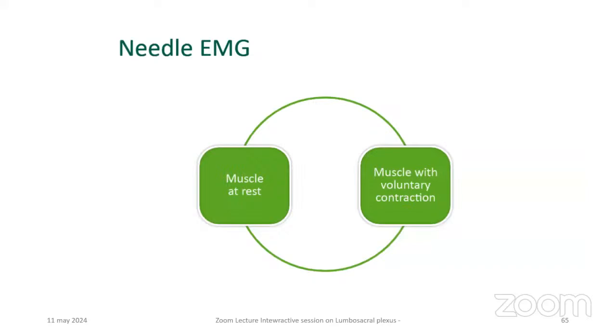The third aspect which I said is muscle at rest and muscle with voluntary contraction. You have to see in EMG, what we do is we test four aspects. First is insertional activity.